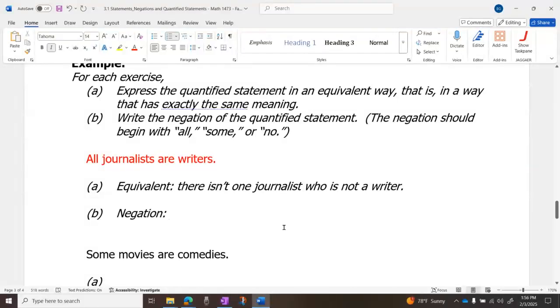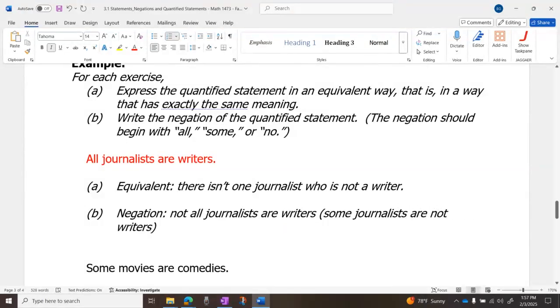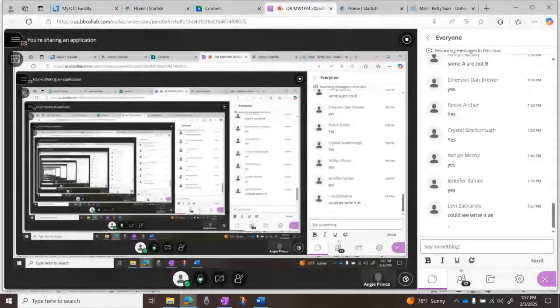Negation. All journalists are writers. You can say not all journalists are writers. You can also say some, or at least one. You can say some journalists. It says begin with all or some or no. So some journalists are not writers, right? Do you agree with what I wrote here?